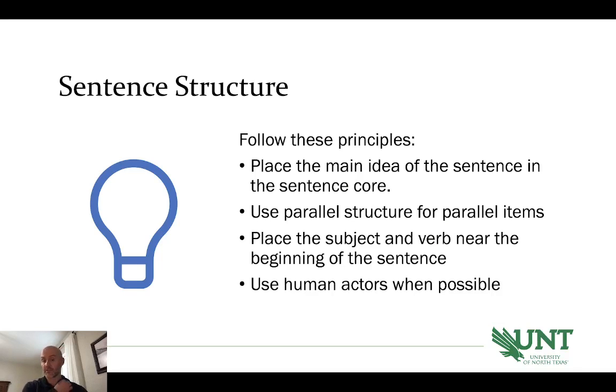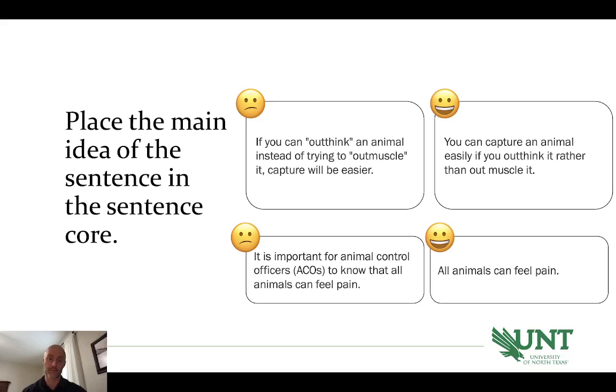When thinking about sentence structure, we want to place the main idea in what we might think of as the sentence core, and I'll talk about that in just a little more detail in just a moment. We want to make sure that we're using parallel structure for parallel items. We want to place the subject and the verb near the beginning of the sentence, and when we can, we want to use human actors when possible. So let's look at some of these examples.